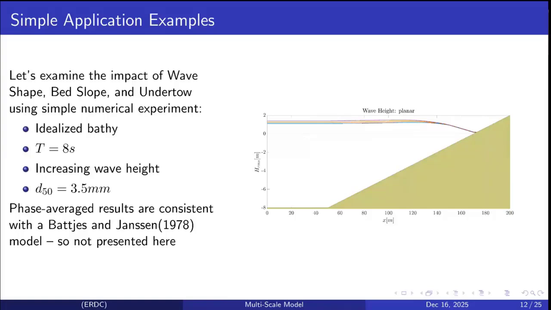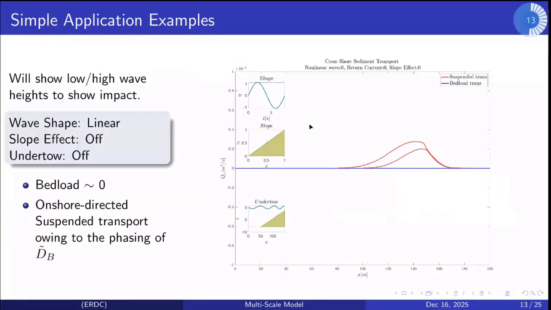So I'm not even going to show them to you here. There's nothing new about them. And we're going to look at the impact of wave shape, bed slope, and undertow, so the current part of the problem, in using this simple example. So again, I have this cartoon here where it demonstrates the three impacts that we're going to be investigating.